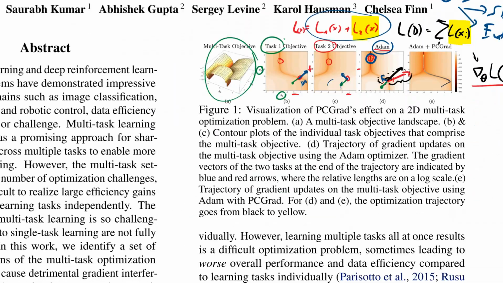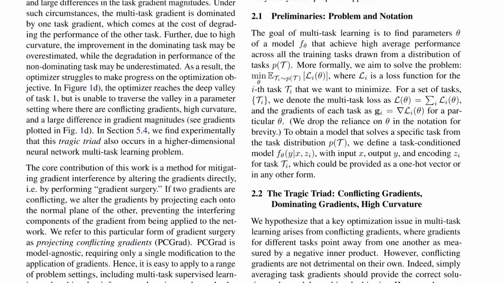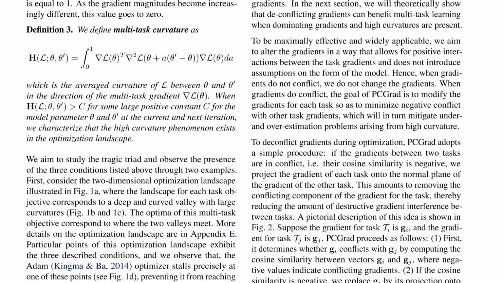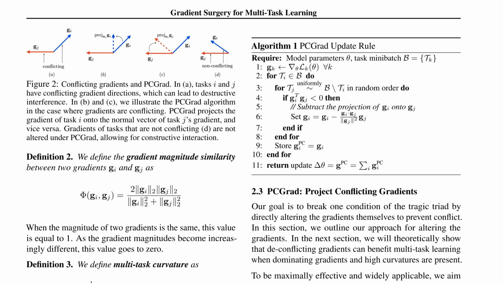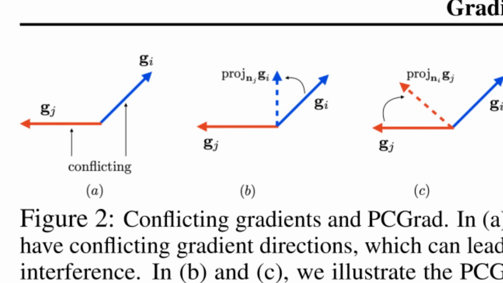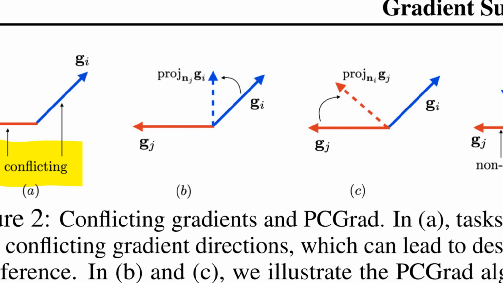This paper does a good job of analyzing the situation of conflicting gradients, and what I find particularly interesting is that, first of all, they propose an algorithm to deal with these conflicting gradients. Whenever two gradients are conflicting, we project them onto the normal plane of each other. For example, here in step B, we take the gradient of task i and project it onto the normal plane of the gradient from task j.